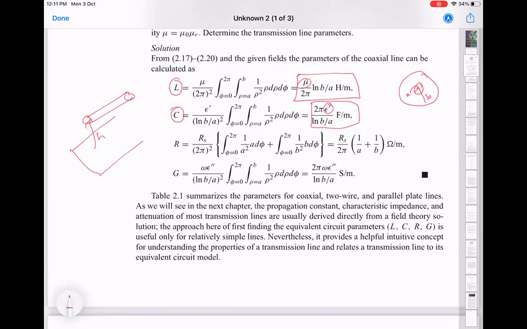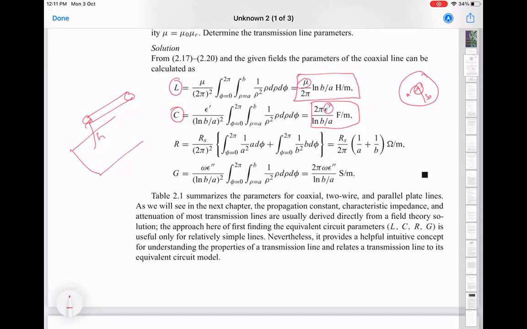Gaurav, did you have a question? The capacitance part is easy to understand because it's just a simple parallel plate kind of argument, right? So B over A being large means more gap between the two conductors. So capacitance per unit length goes down. And if they are closer to each other, capacitance per unit length goes up.